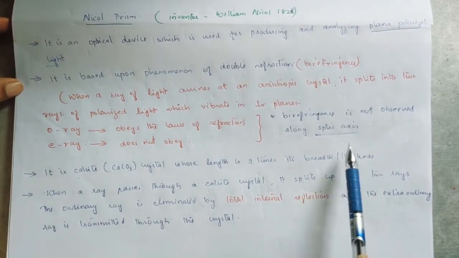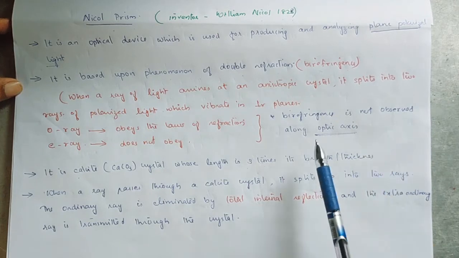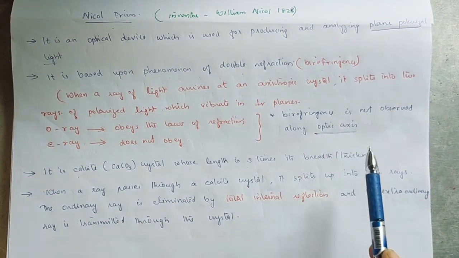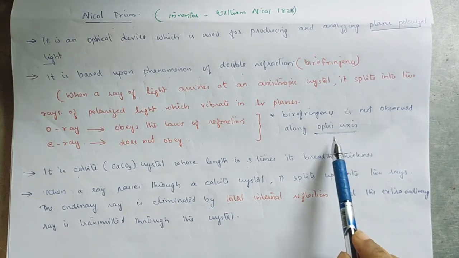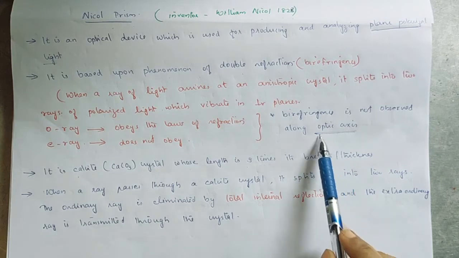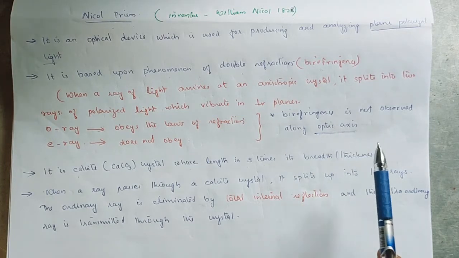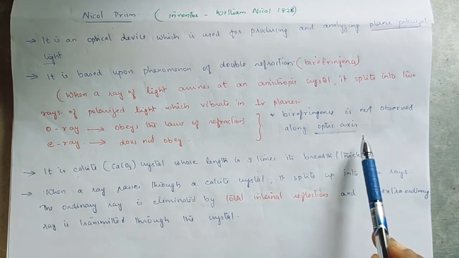And keep in mind that birefringence is not observed along the optic axis. Optic axis means it is a direction, not an axis. Don't get confused with this name. Optic axis is a direction along which both the rays, that is the extraordinary ray and the ordinary ray, travel with the same speed.